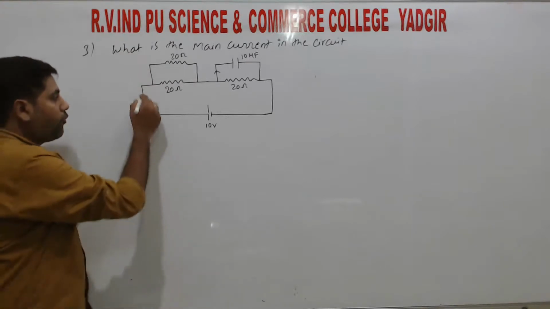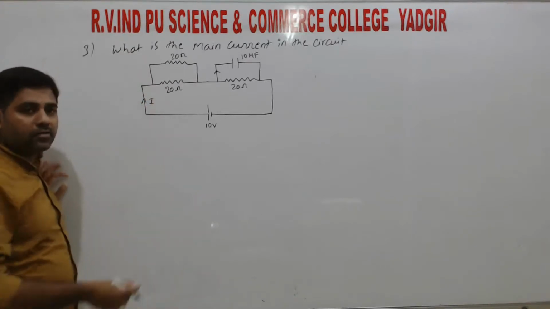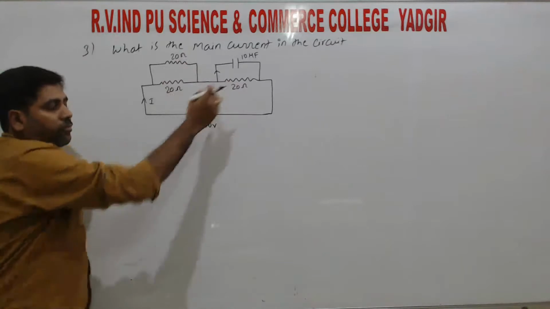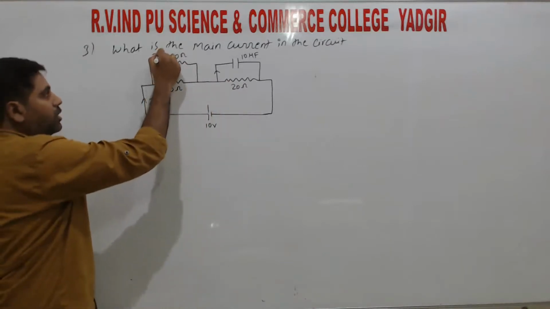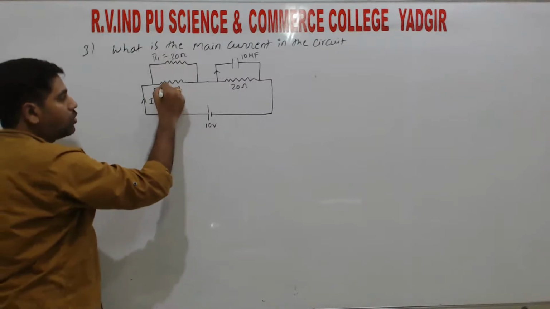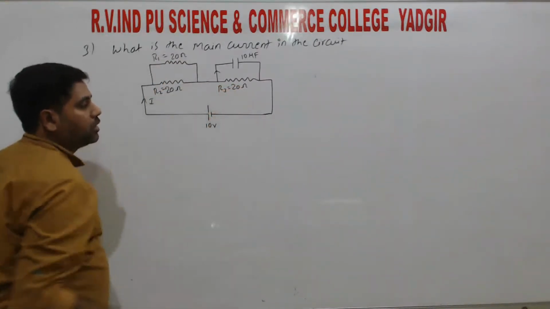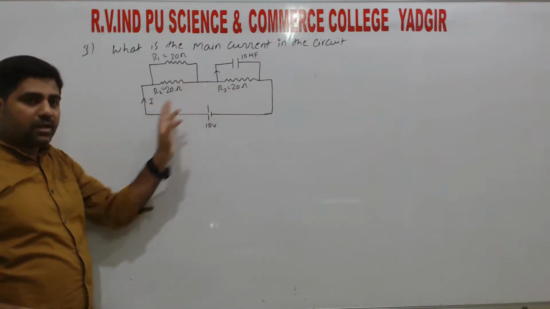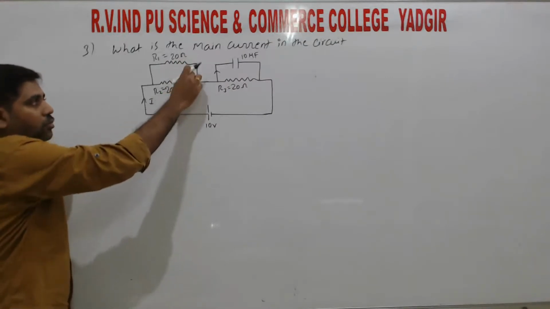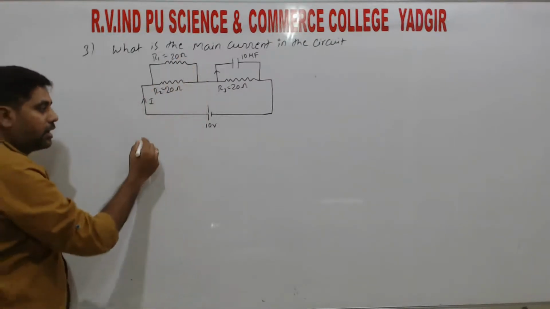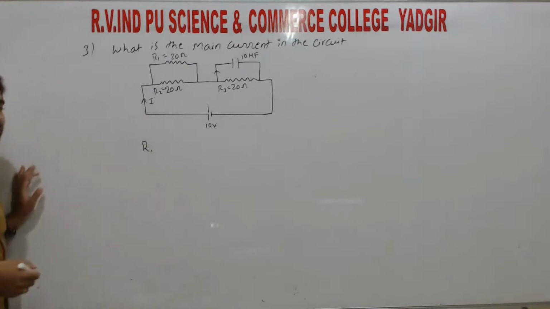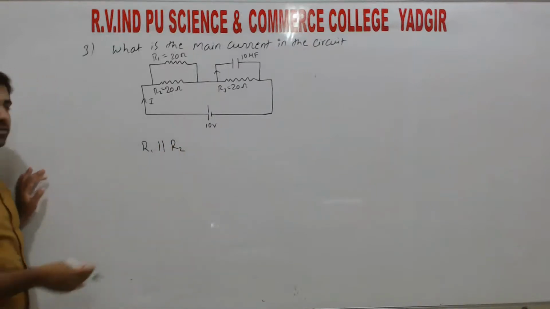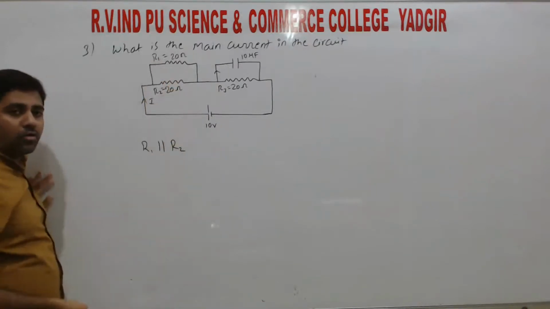So first, we need to find the total current I. In the circuit, they have given the voltage 10 volt, and we have the three resistances, naming these resistances as R1, R2, and R3. First we need to find the equivalent resistance of all these three resistances. First we need to simplify the two resistances which are connected in parallel, that means resistance R1 is in parallel with resistance R2.